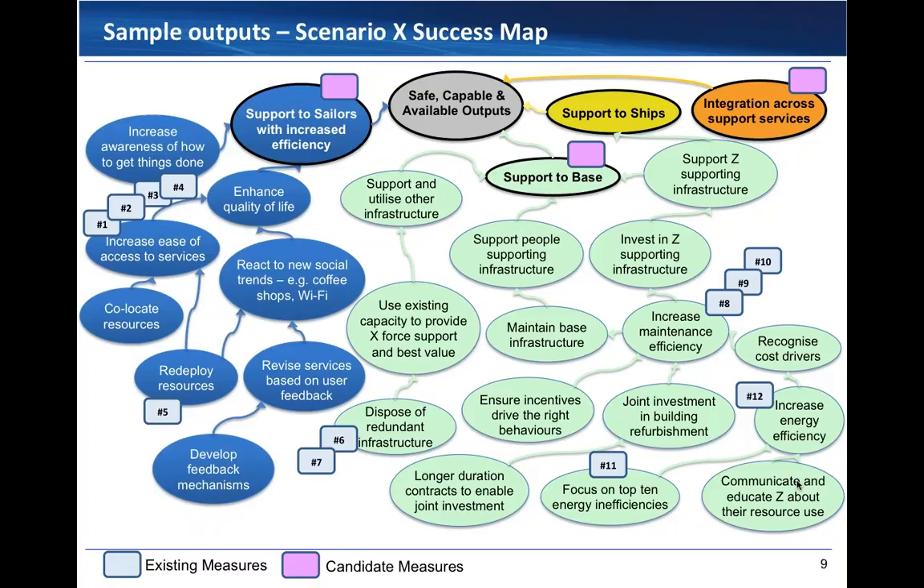And so those where there's a pink blob are areas where we're saying, actually, maybe we should be measuring those things. Those are candidate measures. And maybe we could afford to get rid of some of the existing measures and not measure increased maintenance efficiency in 3 different ways, or increased awareness of how to get things done in 4 ways, but choose a particular measure for focusing on that and get a better balance across our set of metrics.